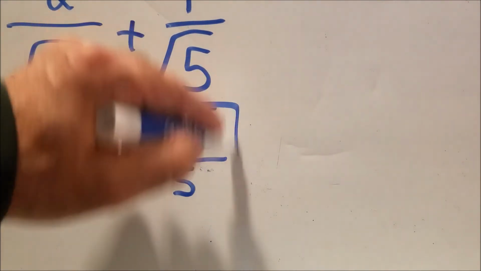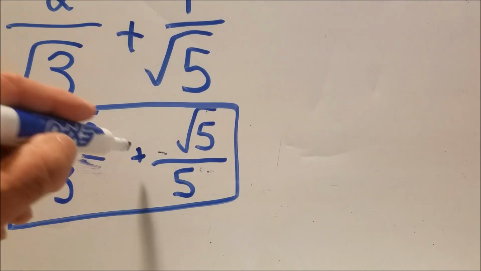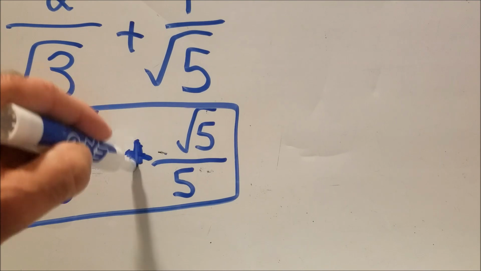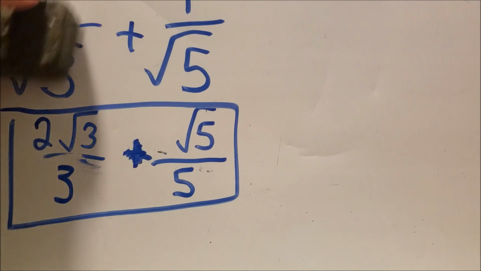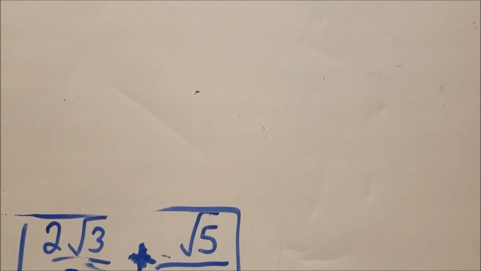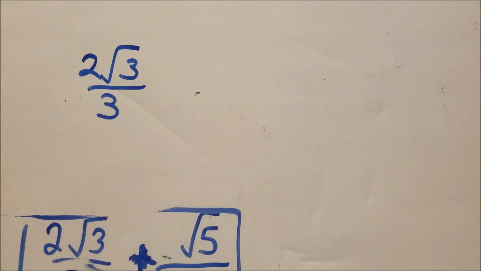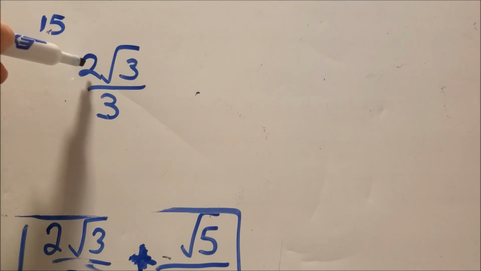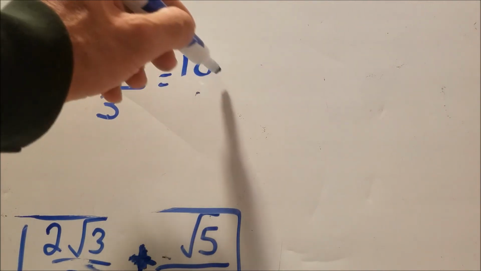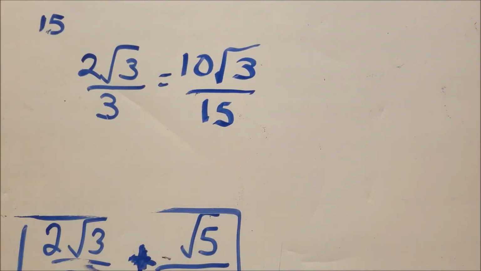So now we're ready for our second step. When you add fractions, remember you need a common denominator. So the common denominator is 15. Let's erase this part on top here and write this over up here so we can see 2 square root of 3 over 3. We'll do this one first. If I put a 15 up here, I know that 3 goes into 15 5 times, and 5 times 2 is 10. So this gives me 10 square root of 3 over 15. That's for that one.